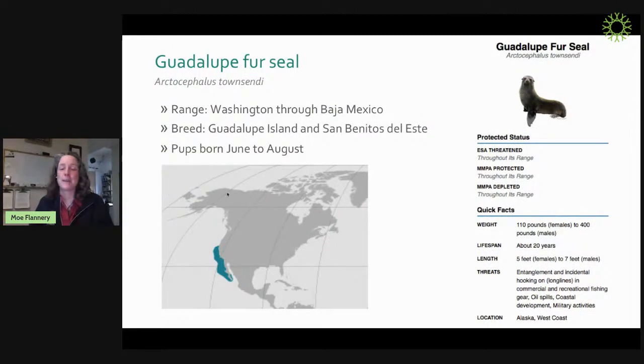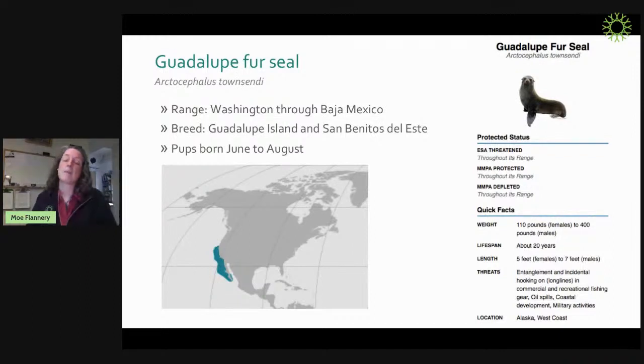So this is the Guadalupe fur seal, and their range is Washington to Baja, Mexico. They breed on Guadalupe Island and the San Benito del Este in Mexico. And they have recently begun to extend their range further north up into Washington and Oregon, which may indicate that they're moving back into their historical range. They are classified as threatened under the Endangered Species Act, and there have been some records of them showing up in British Columbia, Canada. They're a small-eared seal.